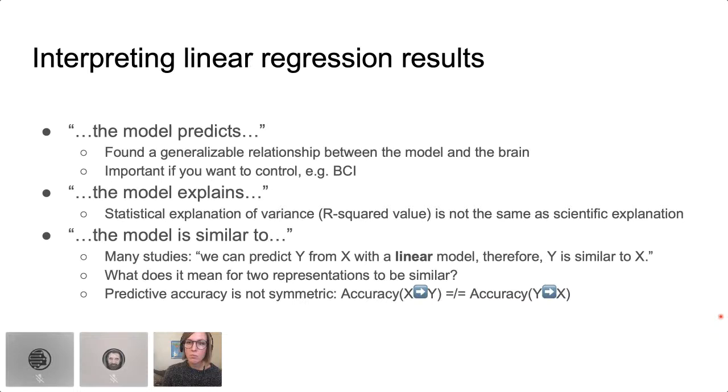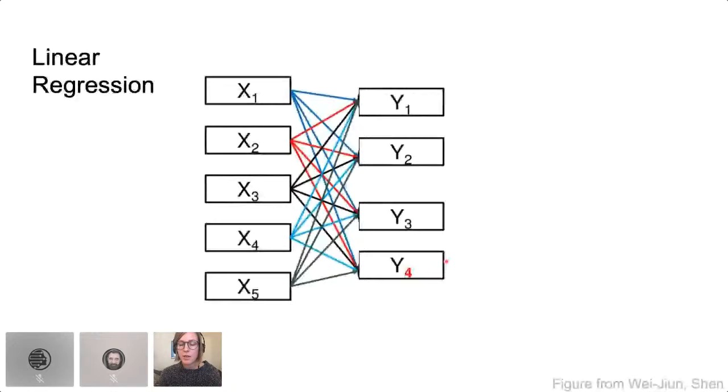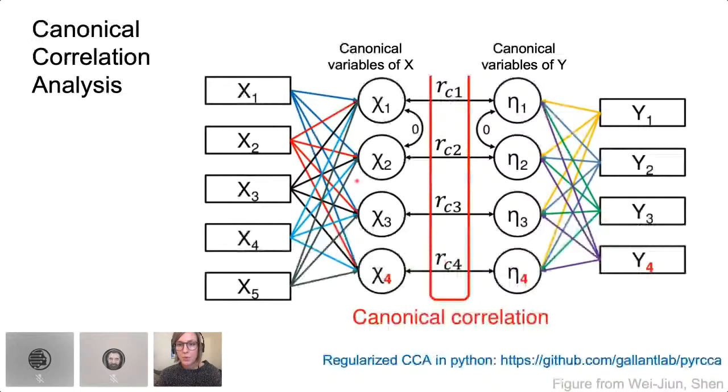So if you like linear regression, but you really want a symmetric similarity value, you might be interested in canonical correlation analysis. In linear regression, we just learn one linear transformation between X and Y, but in canonical correlation analysis, we learn two. One from X to its canonical variables, and another from Y to its own canonical variables. And CCA, canonical correlation analysis, learns linear transformations of both X and Y to maximize the alignment of these canonical variables.